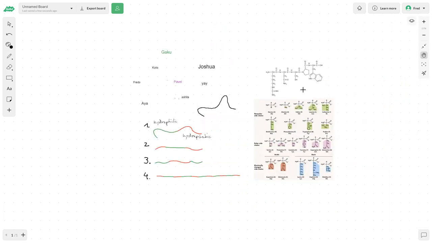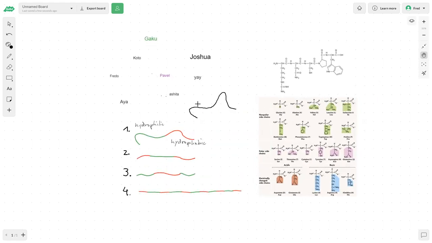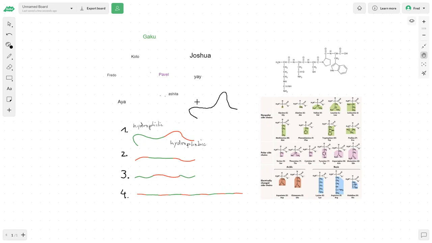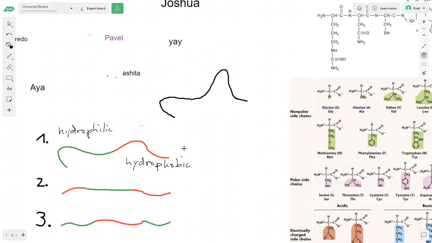Someone? No one? Okay, we have one idea. In this idea, there's a little bit more of a bend in the hydrophobic part, which is good. Which is a good idea, right? To give you the solution.